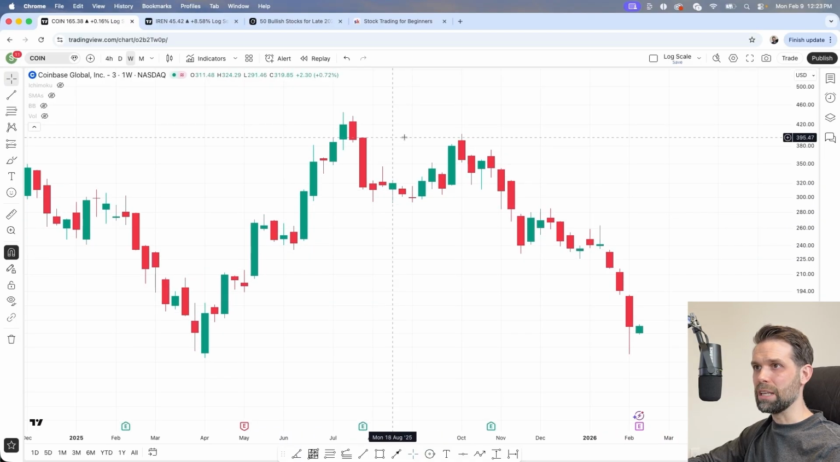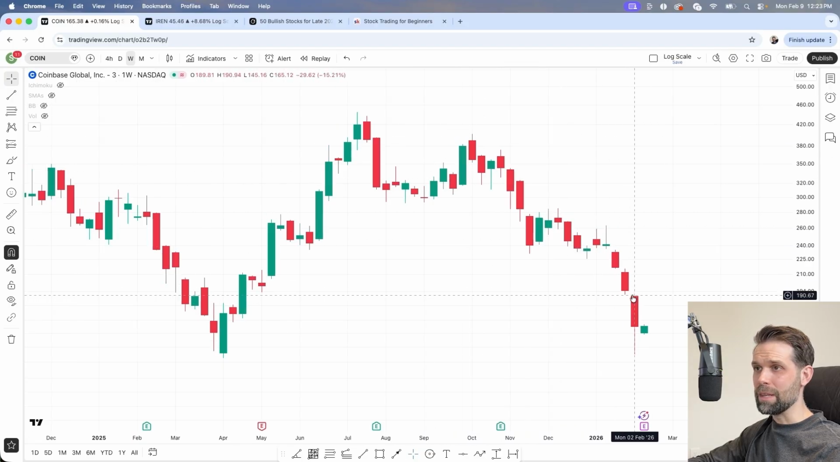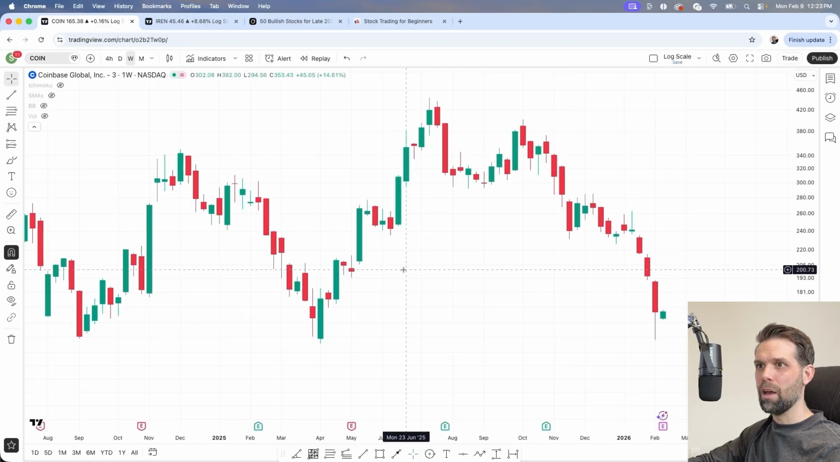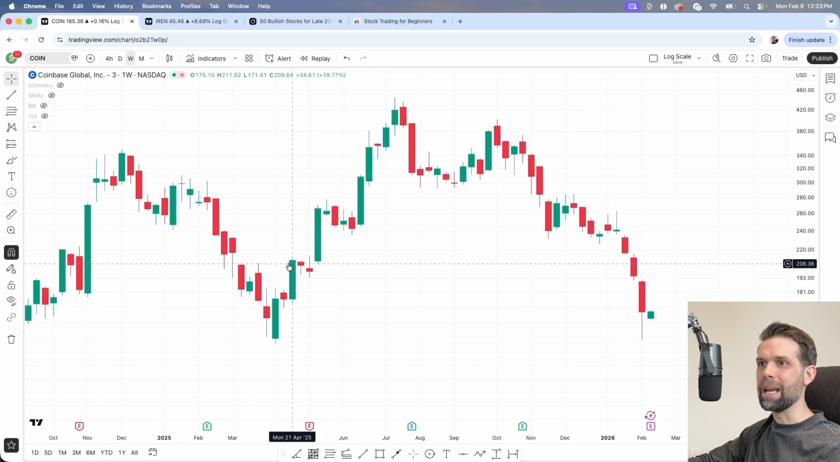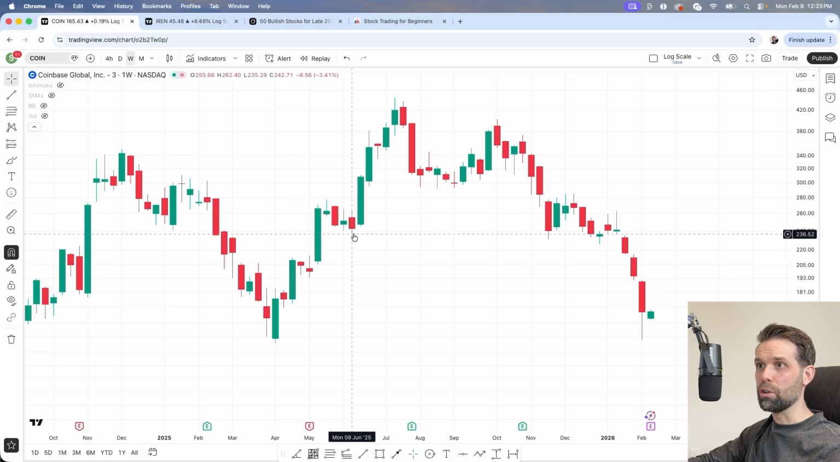And then we can also see later in 2025, Coin started to make a lower high and then a lower low, and then the trend turned very bearish temporarily here. So this is an extreme example with a stock that's very volatile. But the main idea is that we want to buy and look for stocks that are trending with good market structure, higher highs and higher lows.